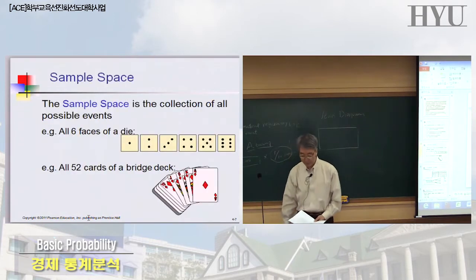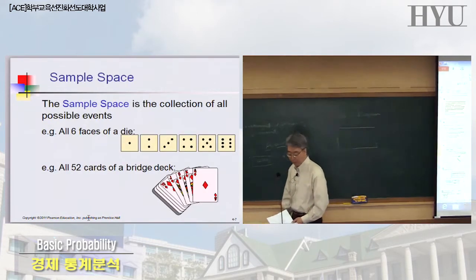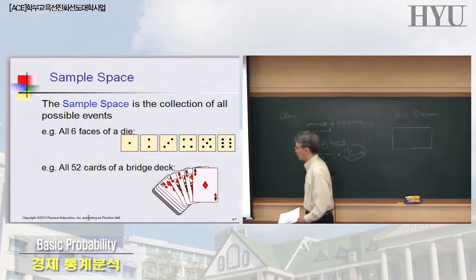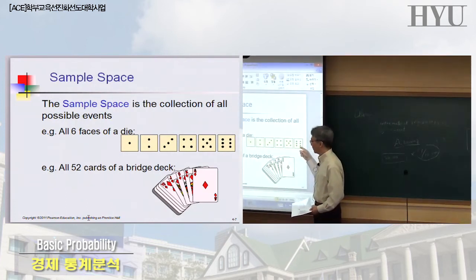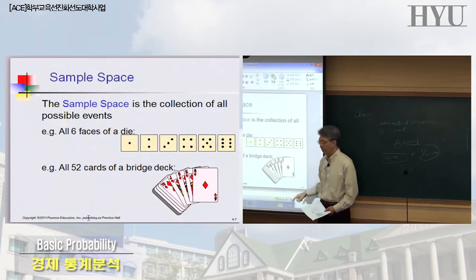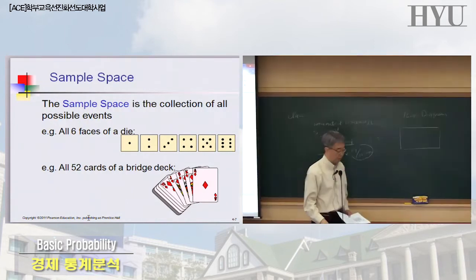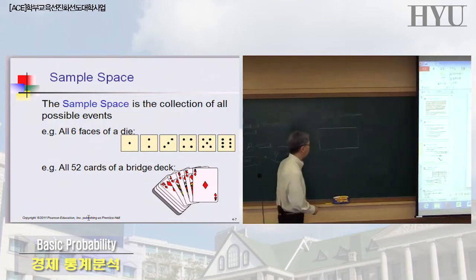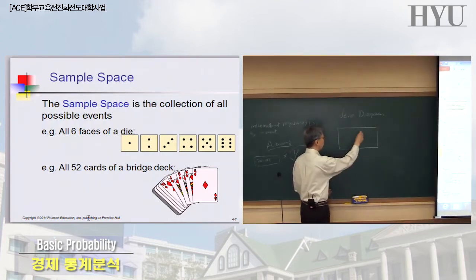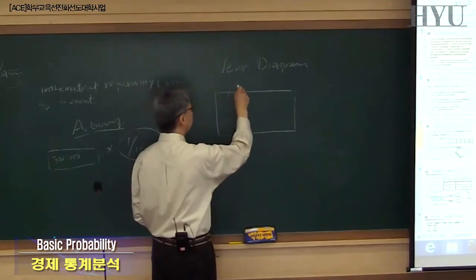Sample space is the collection of all possible events. In the case of rolling a die, there are 6 possible outcomes, or 6 events, which constitute the sample space. In the case of playing cards, the 52 cards constitute the sample space. And in a Venn diagram, we represent the sample space by a rectangle.